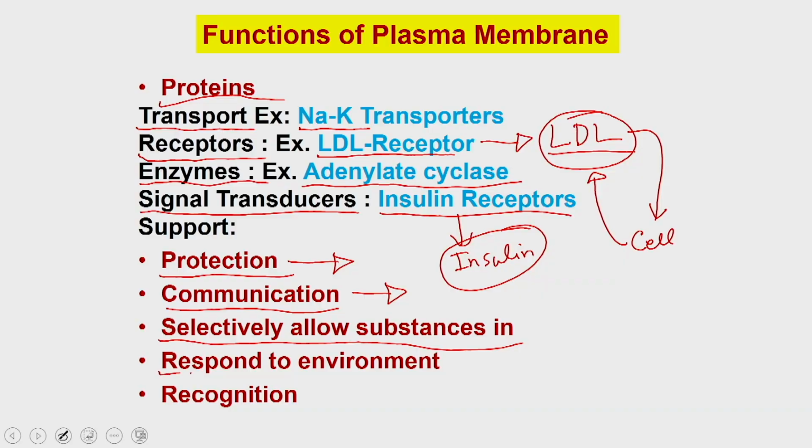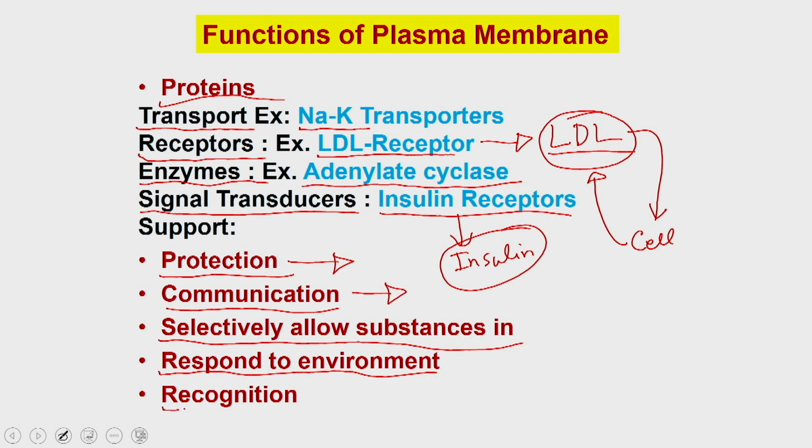Then the plasma membrane, because it contains different types of receptors, responds to changes in the microenvironment. For example, if there is a change in the pH, or a change in food substance or presence of food, all these changes are going to be responded to by the plasma membrane, because it contains receptors on the cell surface, and the receptor will respond to the changed environment.